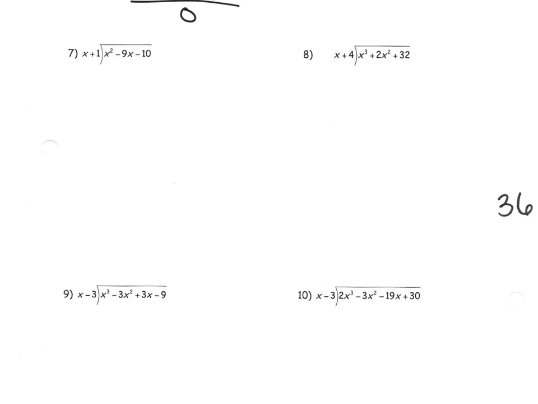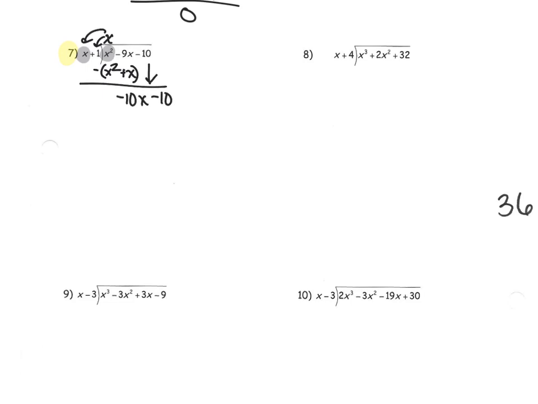Again, just more practice with this, and then we're going to go back to the other page and perform that derivation. So x times what gets me to x squared? Well, x times x. Then we subtract out our quantity by multiplying back. x times x is x squared. x times 1 is positive x. Subtract it out. I'm left with negative 10x minus 10.